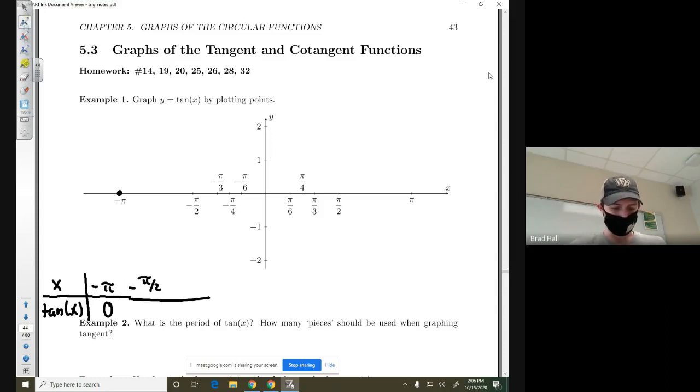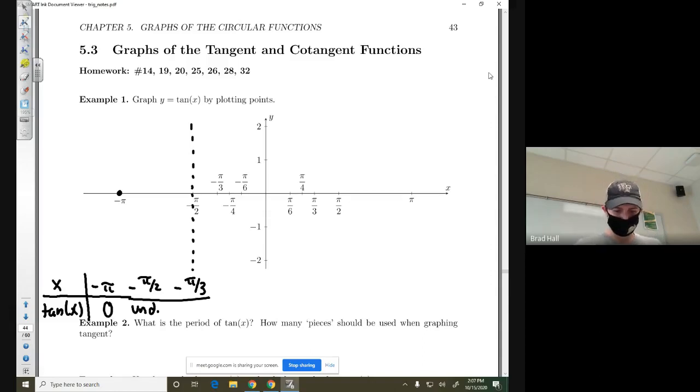About tangent of negative pi over 2. It says I get a domain error. So that normally means undefined. It's normally a divide by 0 issue. We're going to have an asymptote here. We didn't have this with sine or cosine, so this is kind of an interesting situation. Let's keep going and see what more is going to happen.